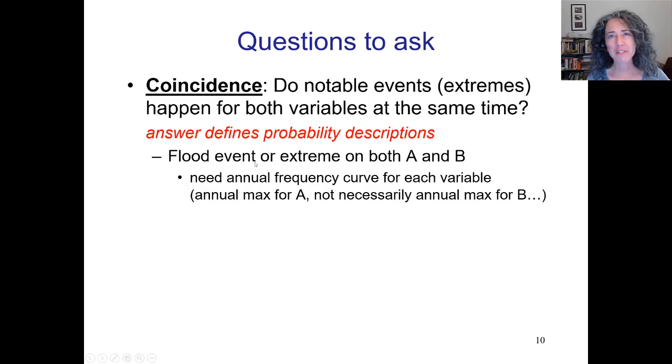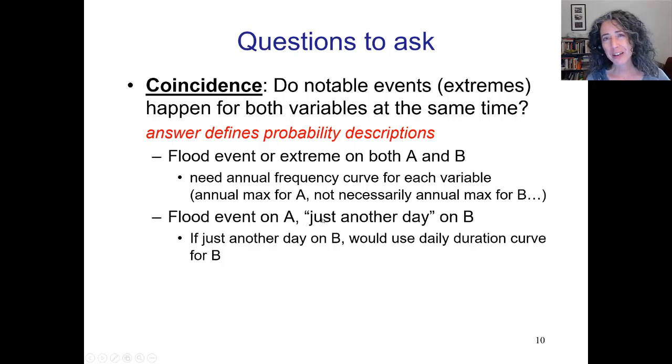So if I see a flood event or an extreme on both A and B at the same time, then I need an annual frequency curve for each of the variables. It's going to be the annual maximum frequency curve for A, and not necessarily the annual maximum for B, but a value from an event. Now, if I see a flood event on A when it's just another day on B, then in that case, my probability distribution for B is going to be a daily duration curve instead of an annual frequency curve.